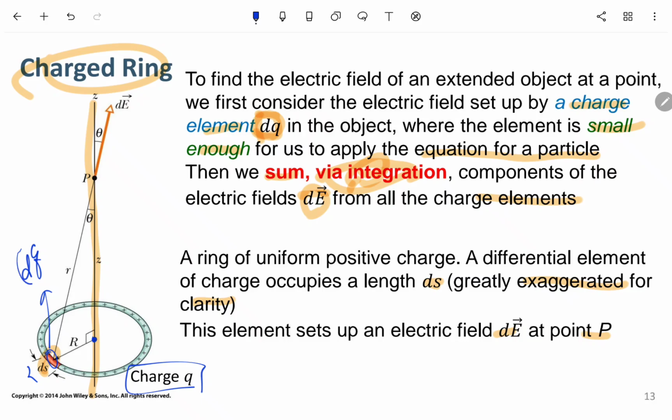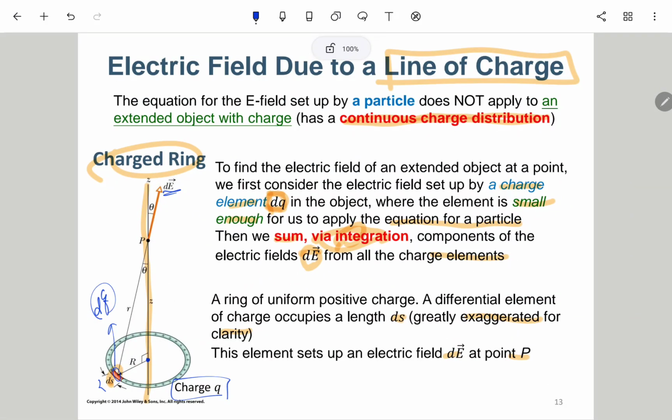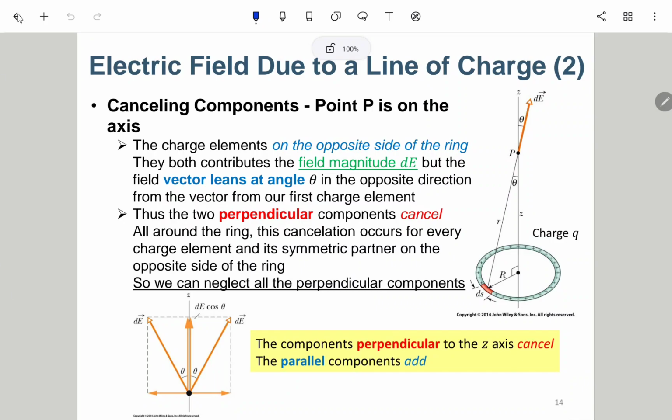Then we assume this dq is a charge particle, so that we can calculate the dE generated by this dq at point P, and then we repeat it for different segments and add them together using some mathematical method. So the idea is something like this. Here, the first step is to cancel the components. Using this method will be very tedious, you need to do some integration.